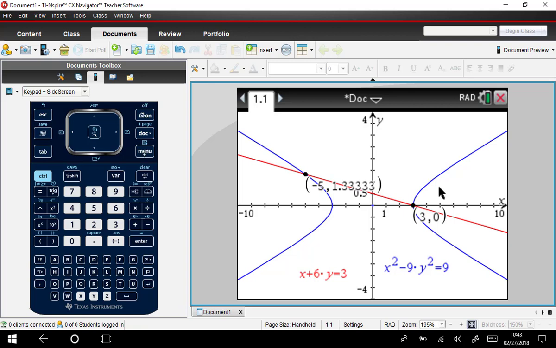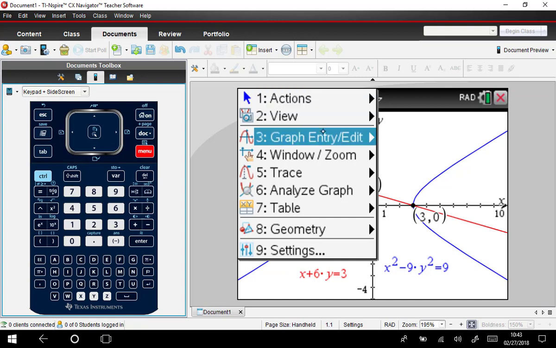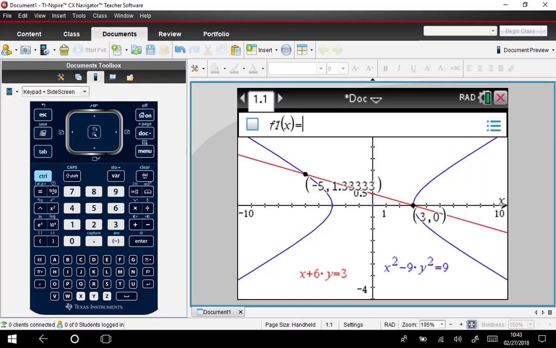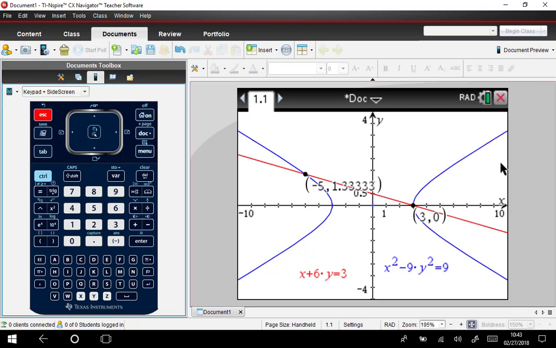And if you ever want to go back to function mode, just go menu, graph entry, edit, and change it up to function mode. And that's kind of your basic y equals. You're going to see the graph still there. It just changes how you put functions in. So you guys can see those blue lines are not functions in a classic sense. They fail a vertical line test, but you can still graph them on your graphing calculator if you go to relation mode.